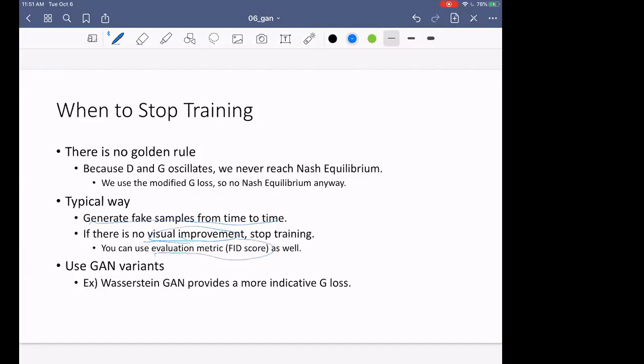Or you can use some evaluation metric, like FID score or inception score, that is a proxy to score how good quality your images are. So you can use evaluation metrics as well from time to time. Or you can use some GAN variants, like Wasserstein GAN, some GAN variants theoretically guarantee that the longer you train, the better the outcome. So Wasserstein GAN is one of the examples. In Wasserstein GAN, if you train longer, the longer the better.